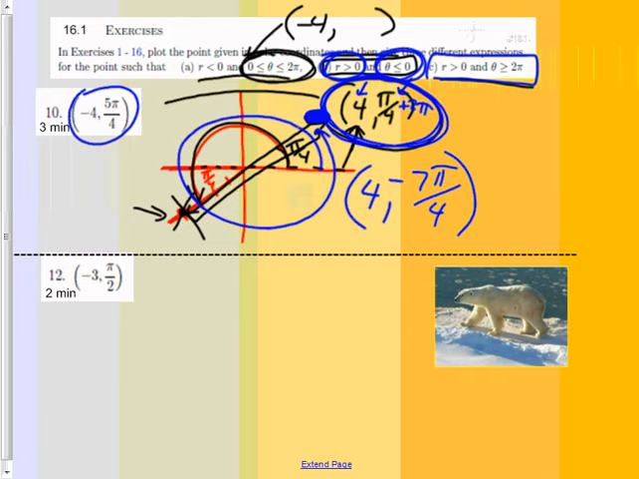Think of that 2 pi as 8 pi over 4. That's the same as 2 pi, right? And then we'll add that pi over 4 to it, and then we'll have 9 pi over 4. So it's 4 comma 9 pi over 4. Okay, there's an example of how you do that kind.